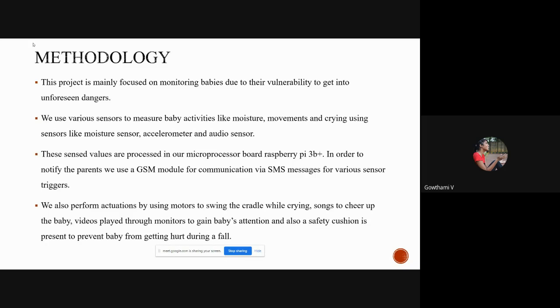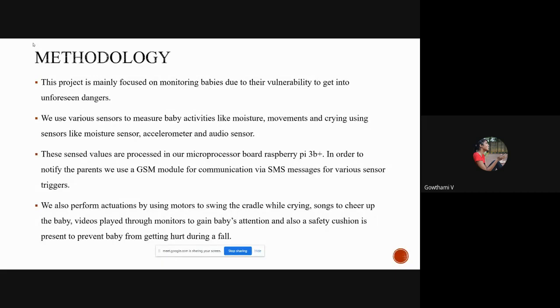Accelerometer will be placed on baby's cloth. Its sensing axes are X, Y, and Z. Threshold values will be fixed. Whenever accelerometer value reaches these threshold values, an alert message will be sent to the parents and a safety cushion falls around the cradle. Raspberry Pi camera module will be attached to the cradle to help parents monitor the baby from a distance.